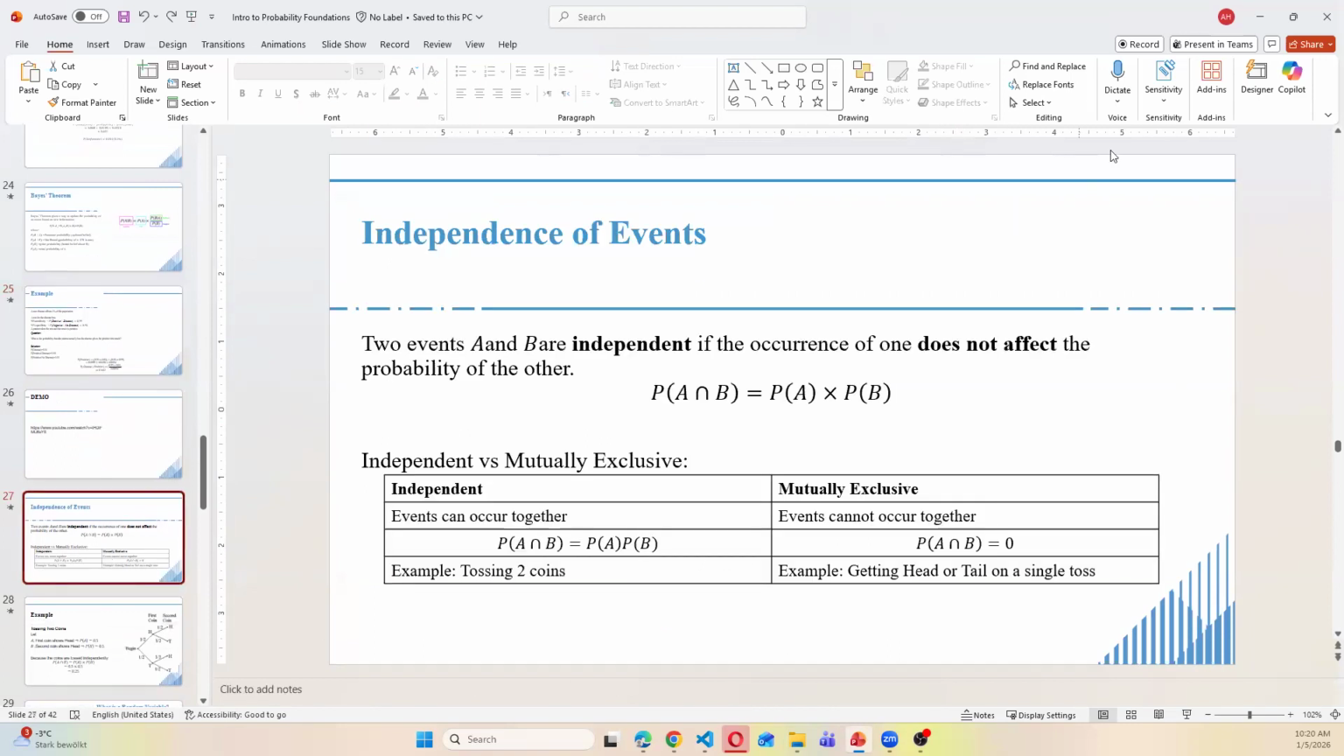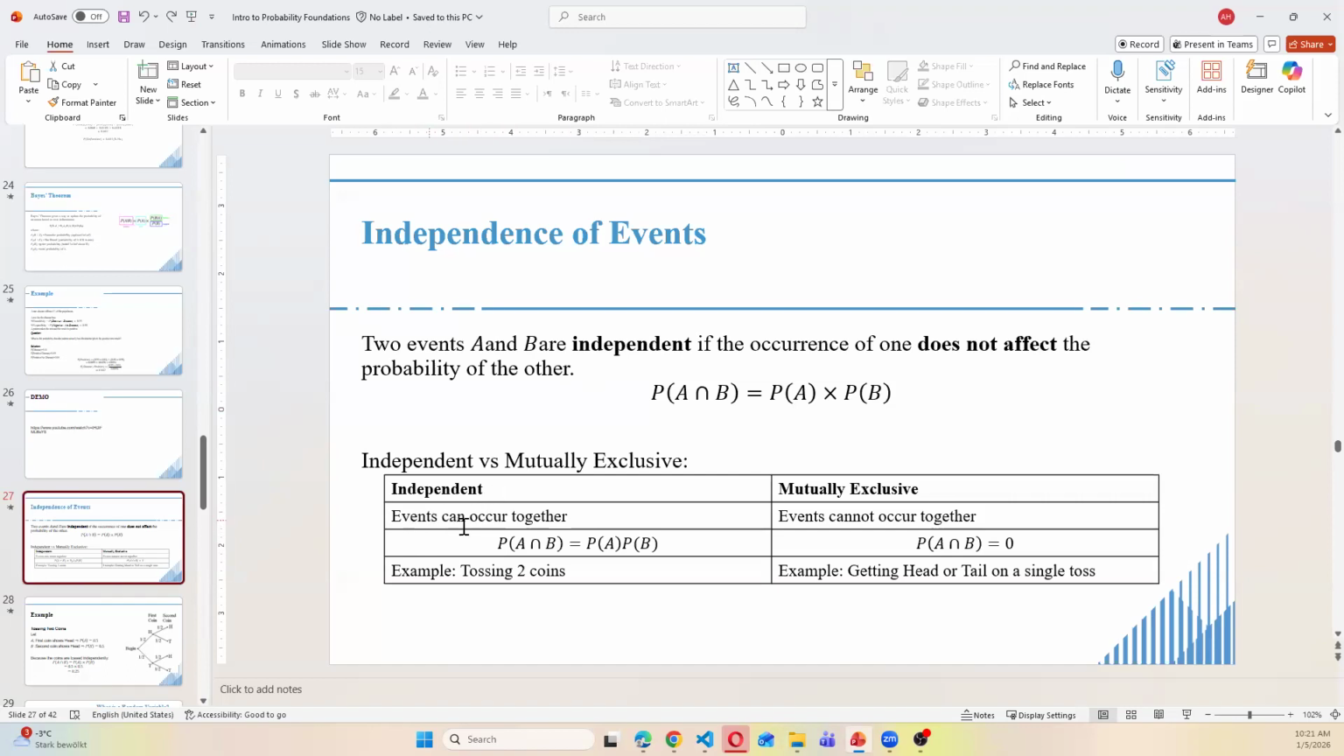So we have independence of events. As I already mentioned, for multiplication, two events A and B are independent if the occurrence of one does not affect the probability of the other. If the two do not have any impact on each other, then probability of A intersection B is equal to probability of A times probability of B. So you don't need to do conditional probability or the multiplication rule here, because they are independent.